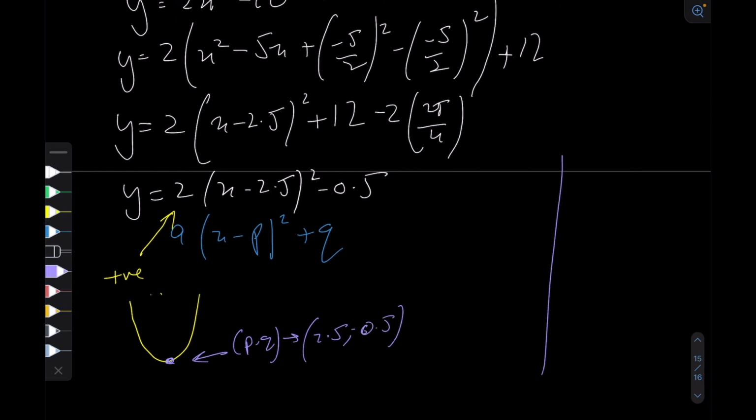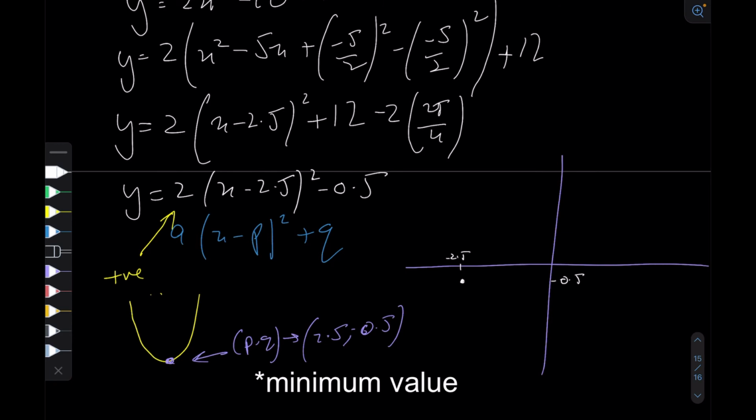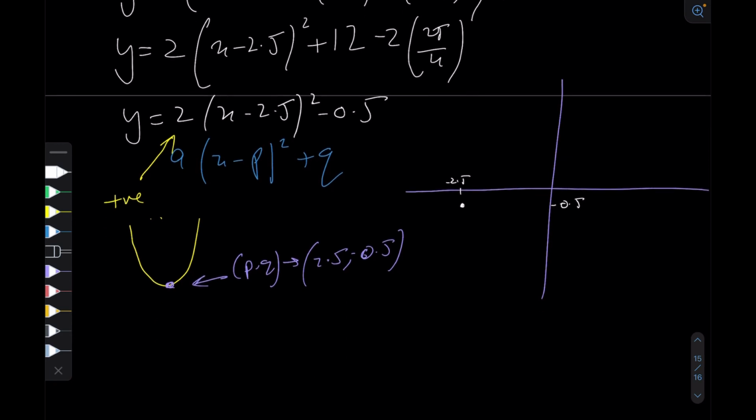So let's mark this. So far I know that 2.5, negative 0.5 is the turning point, and I also know that this is the minimum value, that is, it's a U shape.